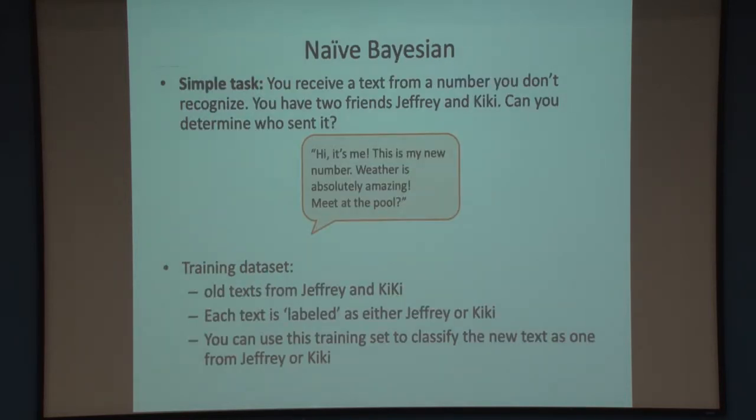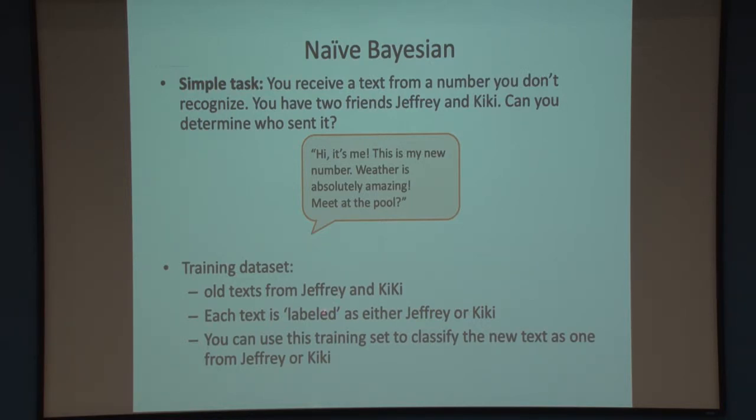So the next kind of machine learning that I wanted to talk about is naive Bayesian. And here's another simple problem that you might have. So let's say you receive a text from a number you don't recognize. For simplicity, you only have 2 friends, Jeffrey and Kiki. And how can you determine who sent it?